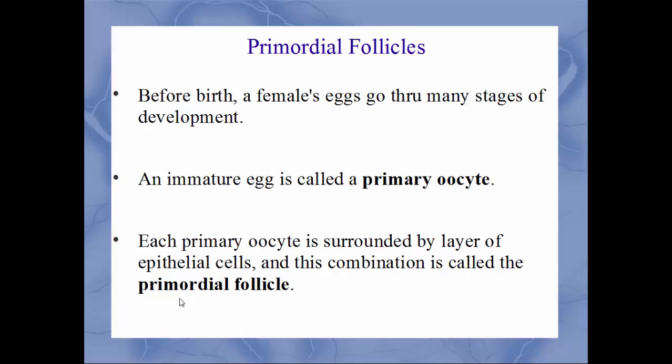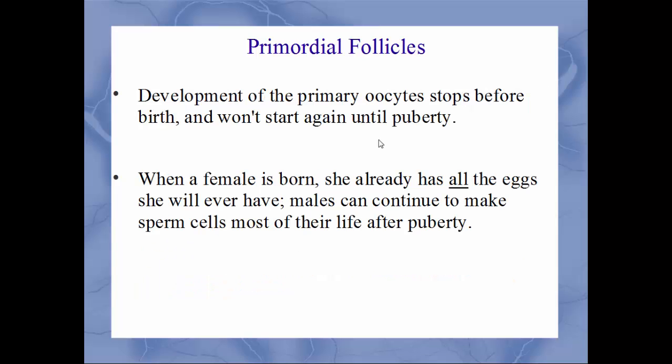So the primordial follicle is both the oocyte, primary oocyte, and the epithelial cells around it. Now, the development of these primary oocytes will basically stop right before the female is born, and it basically is put on pause until the woman goes through puberty, roughly 12, 13 years later.